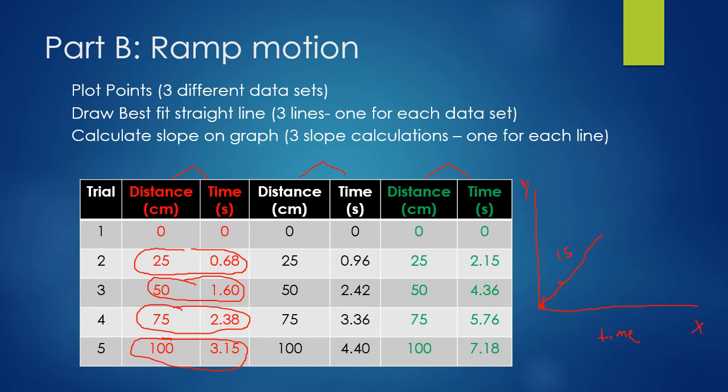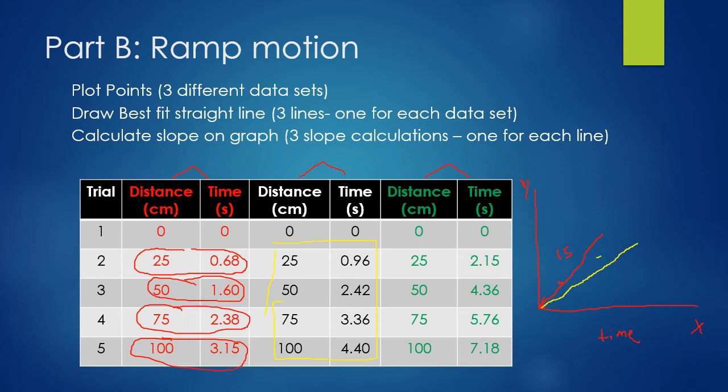Then you're going to go to the second data set. You will plot those points. If you do it on the same graph, you might want to plot them with a different color so that you can keep track of which data points are which. Once you plot those data points, so I'm looking at this set right here, you will then draw your best fit straight line through those data points.